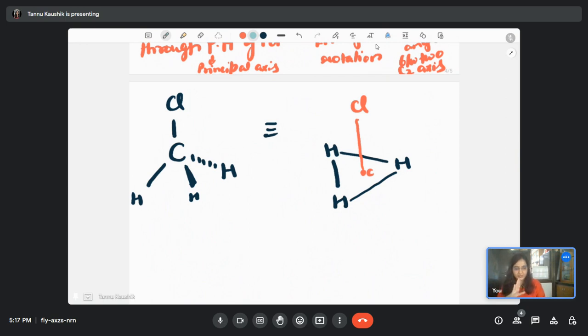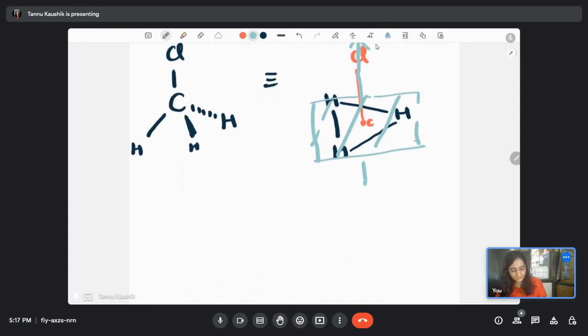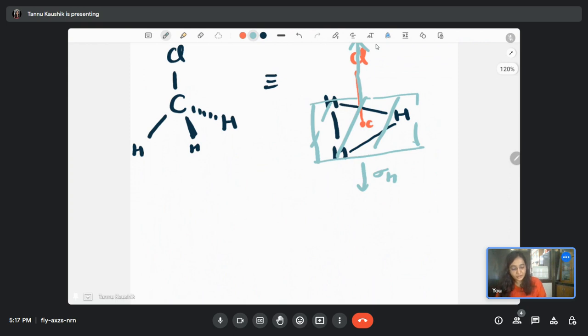So here we will have a vertical plane of symmetry. Firstly, we will check whether there is a horizontal plane of symmetry. So this is the principal axis. And do we have a plane of symmetry perpendicular to it, which gives an equivalent configuration? No. Let us see what kind of configuration it gives.